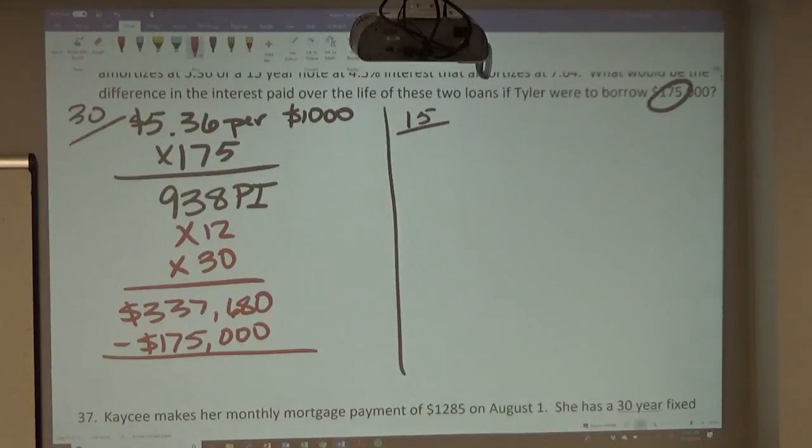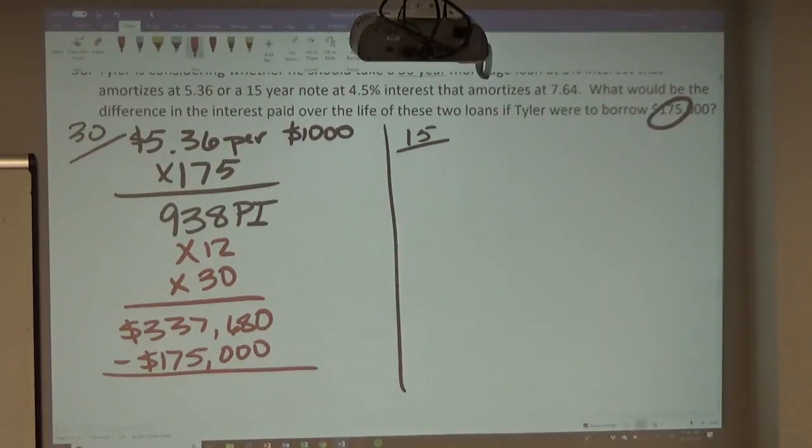That's a subtraction of $337,680 minus $175,000, which is $162,680. So in loan number 1, we've got interest of $162,680. This was up here, PI, and this was the principal we subtracted, so we're just left with the interest.